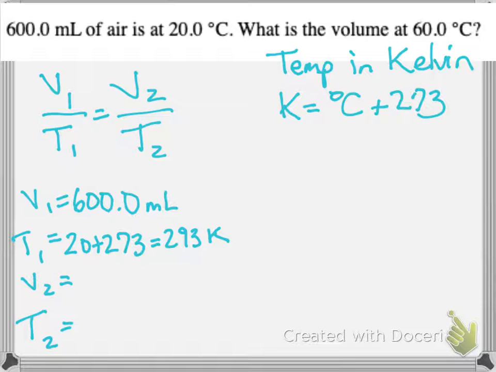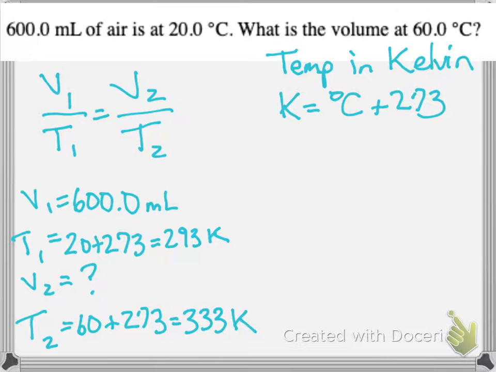So moving on, we have the second part of our problem, and it asks what is the volume. So clearly here, we're solving for V2. We don't know what the final volume of this gas is, but we do know that we're heating up the gas to 60 degrees Celsius. So we're going to take that 60, we're going to add 273, and we're going to end up with 333 Kelvin, a nice round number there. So these are the numbers that we're going to plug into our equation, and then we're going to solve.